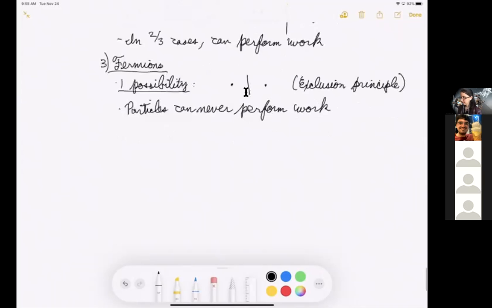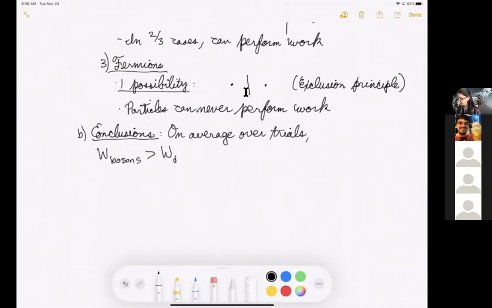In conclusion, suppose that you run a whole bunch of trials, measure the work in each trial, and then average over trials. On average, over trials, the work you can perform using bosons exceeds the work you can perform using distinguishable particles, classical particles, which exceeds the work performable by fermions.